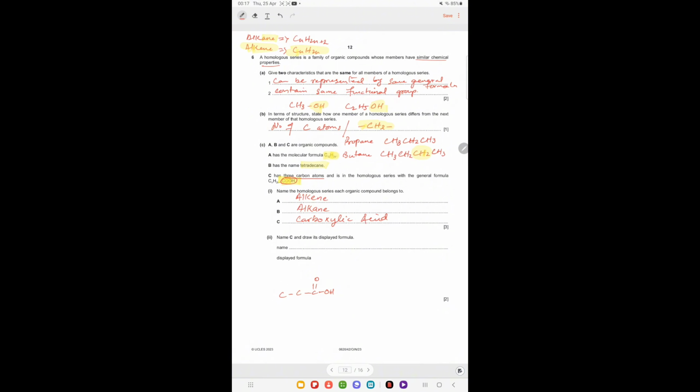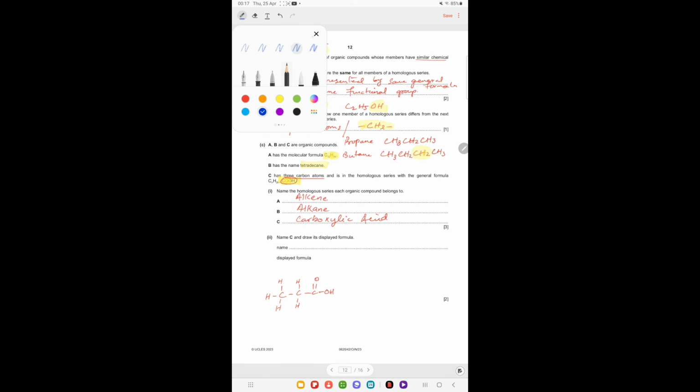One thing which you should remember about organic compounds is that carbon is very important. Each carbon should make four bonds, because carbon belongs to group 4 and has four valence electrons, so it is going to make four bonds to complete its octet. So this is the displayed formula of this compound, and this compound contains three carbons: carbon 1, carbon 2, and carbon 3.